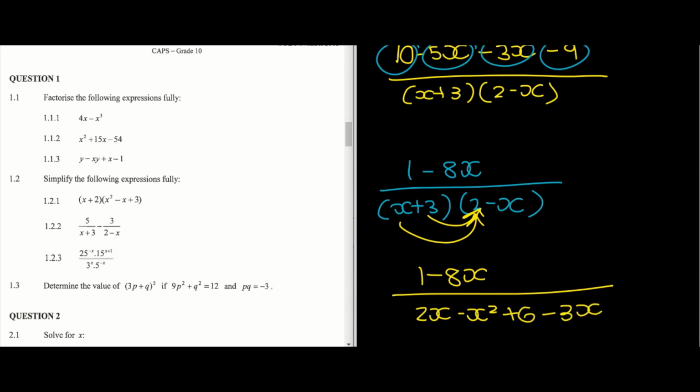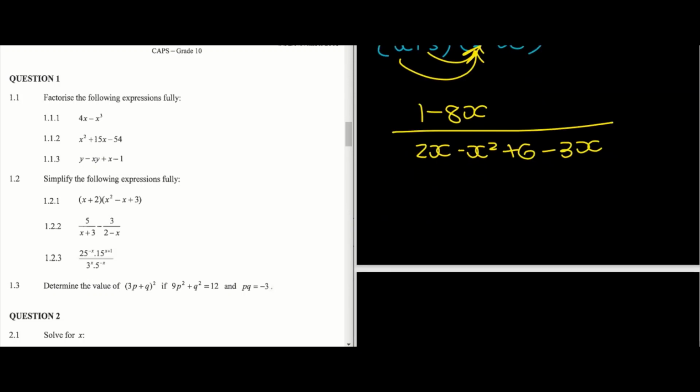Then we can simplify those x terms. And our final answer then is going to be 1 take away 8x over negative x squared, negative x, and plus 6. And that is our final, most simplified answer for that one.